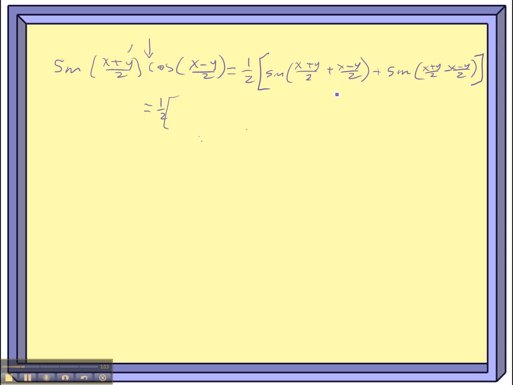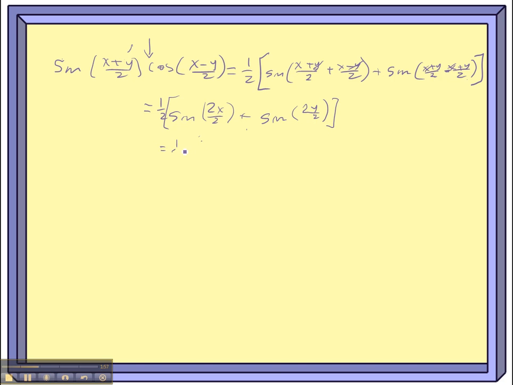So 1/2 sine of, in parentheses, when I add these two fractions together, they both already have the same denominator, so I'll have two x's. What happens to the y's? They disappear. So I have 2x over 2 plus the sine of, in this set of parentheses, again, the denominators are already the same. I'm going to have to distribute this negative sign through the top, so I have negative x, but positive y. The x's this time will cancel, and I'll have 2y over 2, bracket.